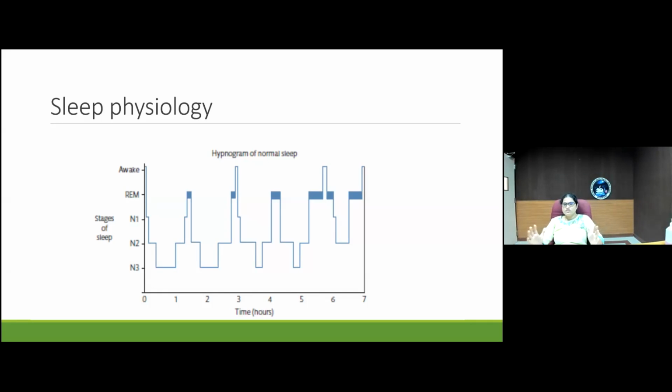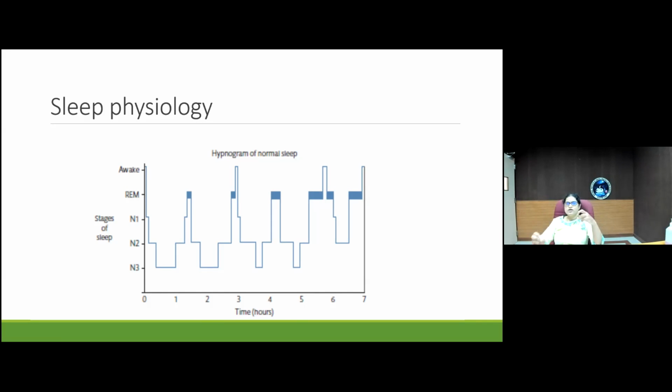If we take about 7 hours of sleep, as shown in this hypnogram of normal sleep, in that 7-hour period an individual goes through at least 4 to 5 cycles during the whole night's sleep. So, as we see here, 7 hours is the mean duration of a good sleep. Anything less than that is considered to be decreased sleep.